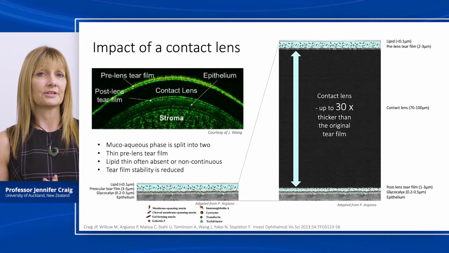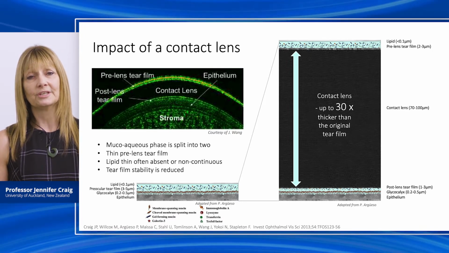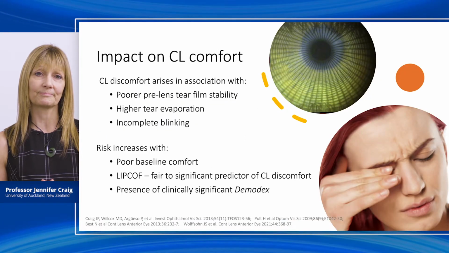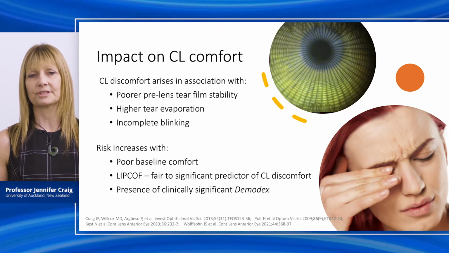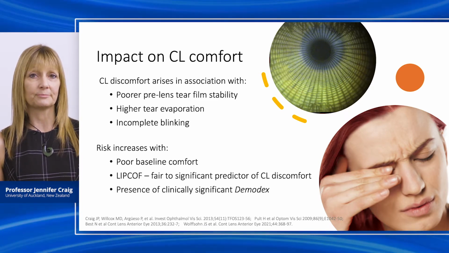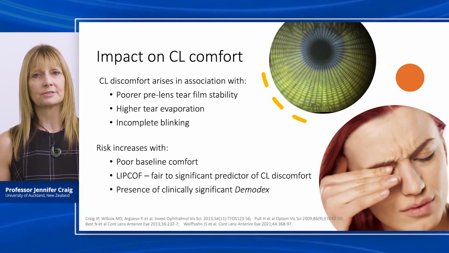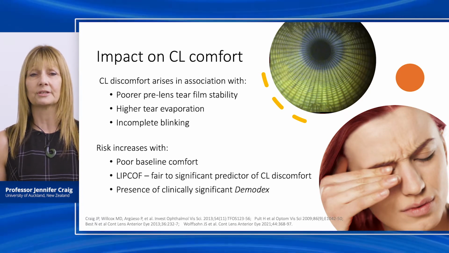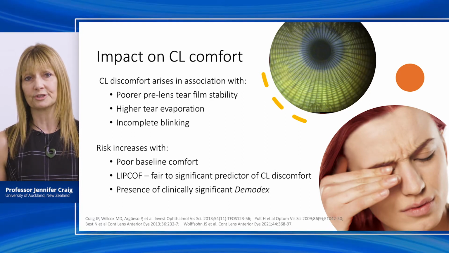This results in a very thin lipid layer, if a lipid layer is even able to be supported at all, and this disruption is reflected in reduced tear film stability. And this has a recognised impact on comfort in contact lens wearers. The poorer tear film stability, the higher evaporation rates, especially in adverse environments, and the tendency for incomplete blinking that we see with contact lens wear have all independently been associated with contact lens discomfort.